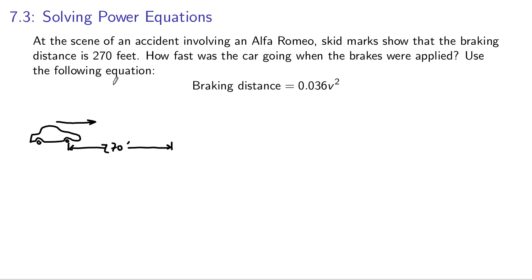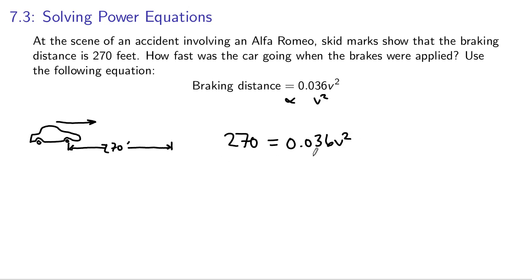To solve this, we use the following equation. The braking distance is 0.036 v squared, which means the braking distance is proportional to the square of the speed. The braking distance we know is 270 feet in this problem, and we need to solve for v. So how can we solve for v squared?